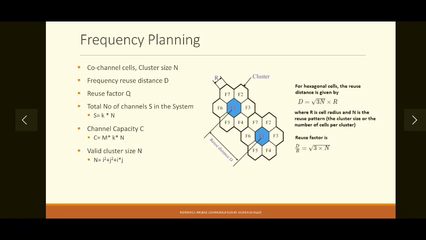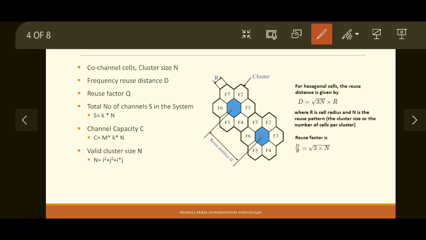cells. So let's say co-channel cells. What are co-channel cells and what is the cluster size? Now we have seen what a cluster size n is. Cluster size is nothing but a group of cells having the same unique set of frequencies. In this diagram also there are 7 different cells using unique sets of frequencies. So the cluster size is n equal to 7.